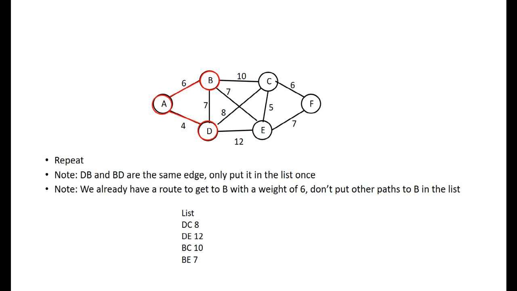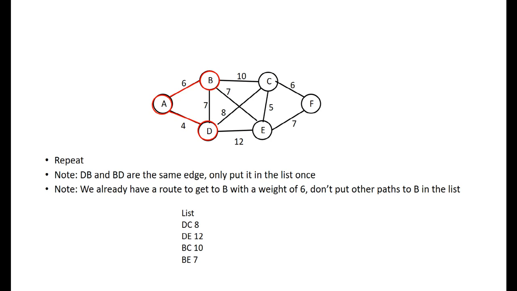So what does go into our list? Well, B to C can go into our list. We don't have a way to get to C yet, and now that we have B, we have a new way to get to C. And we also can go from B to E, and we have that with their appropriate weights next to them. So this is our new list.